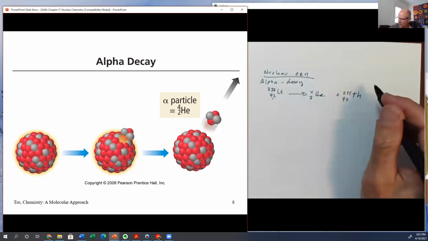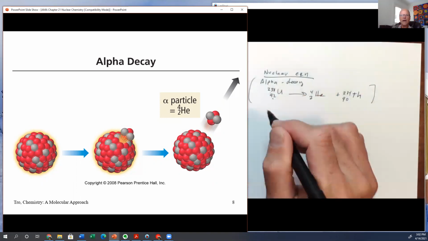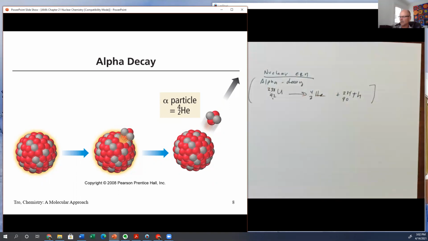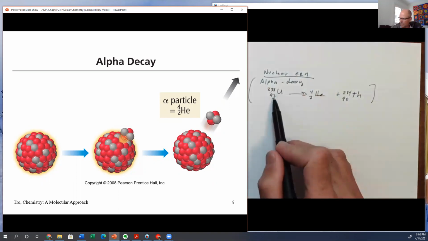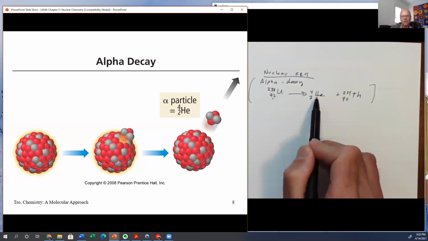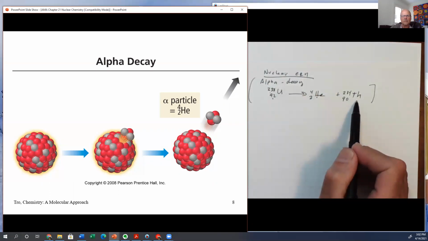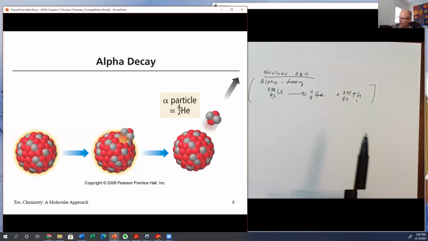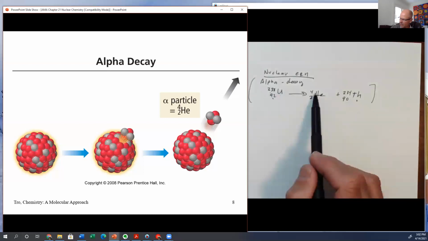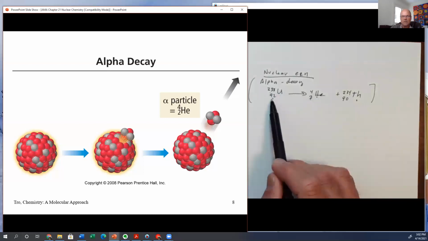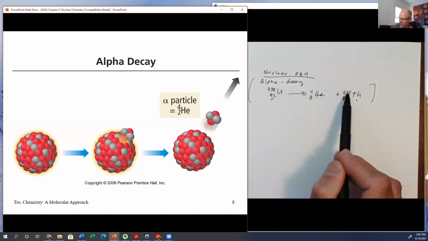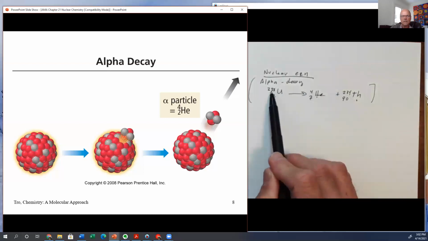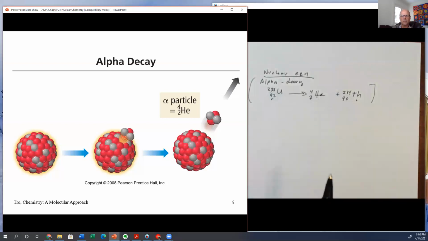Okay, so this is a nuclear equation describing alpha decay. Notice what happens. The uranium nucleus gives off an alpha particle, and it becomes something else. Notice that the sum of the atomic numbers, 90 plus 2, equals the atomic number here, and the sum of the mass numbers, 234 plus 4, equals the mass number on this side, 238. So that must be true in every nuclear equation that we write.